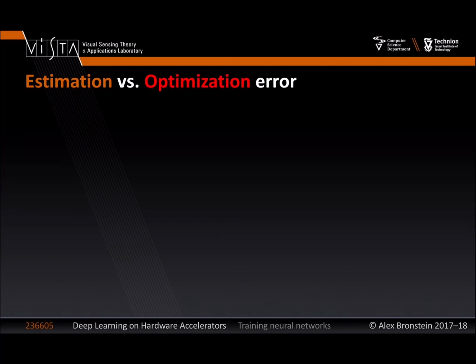So let's see now the trade-off between the estimation and the optimization error. Yes, a question? How do you define capital L subscript v? I just compute my in-sample loss on the validation sample.